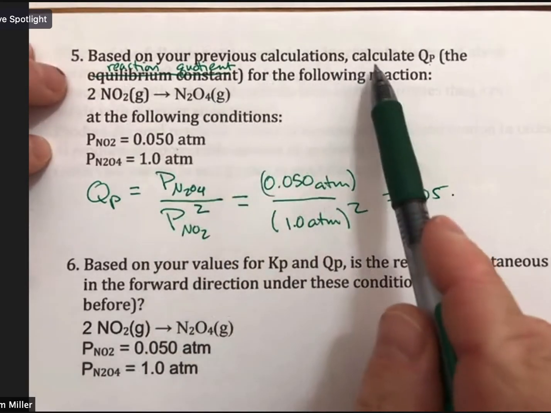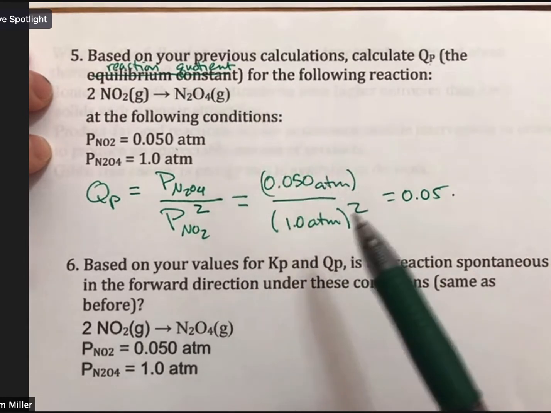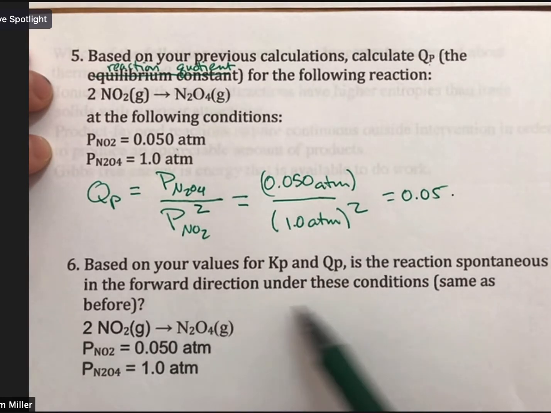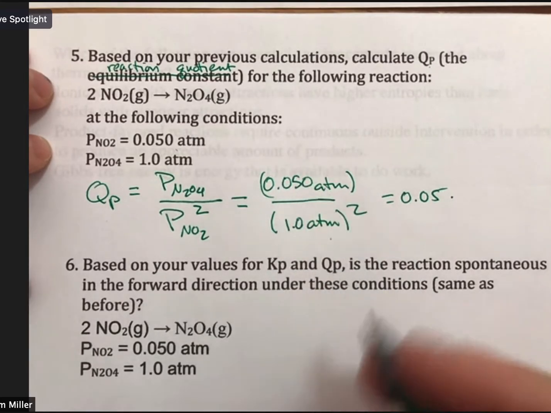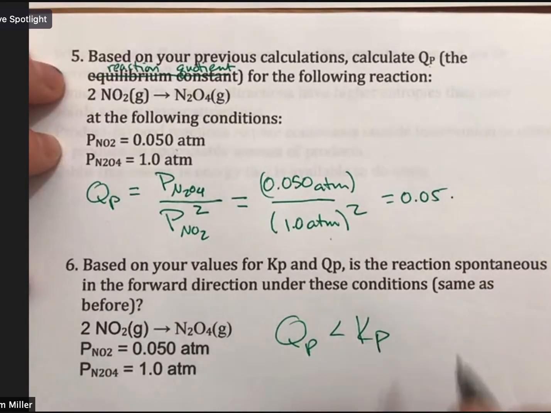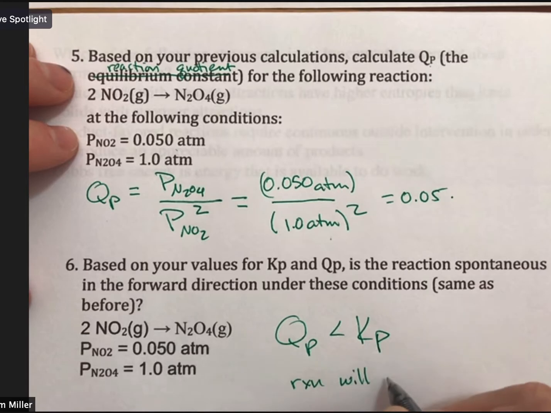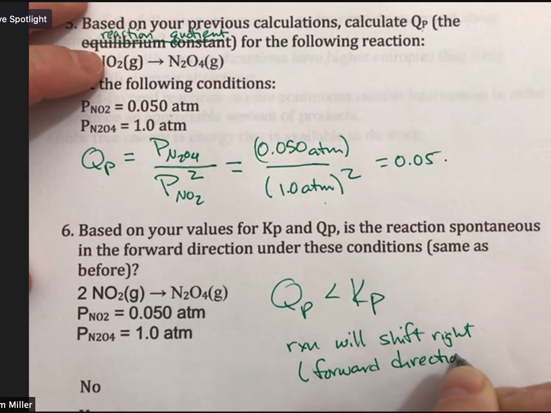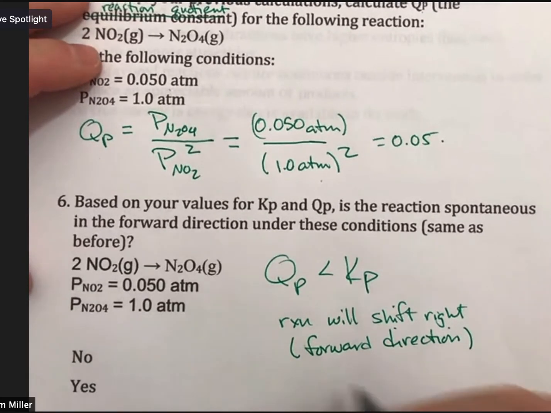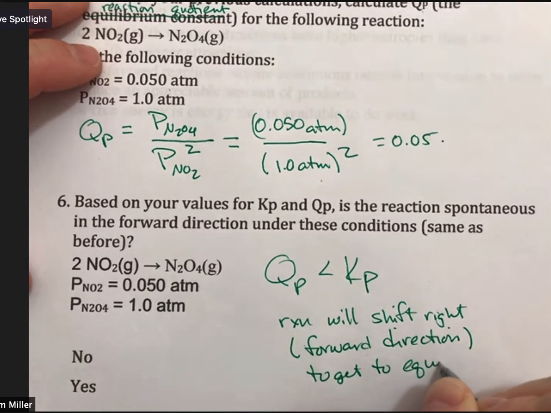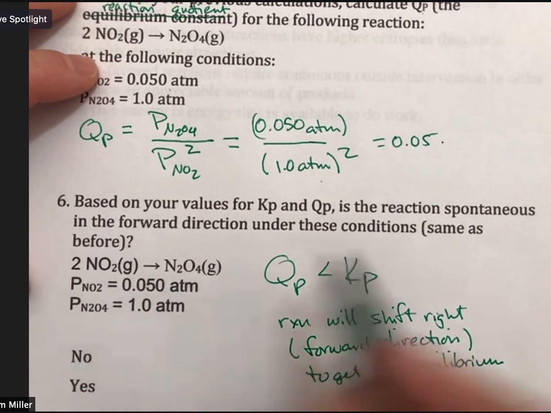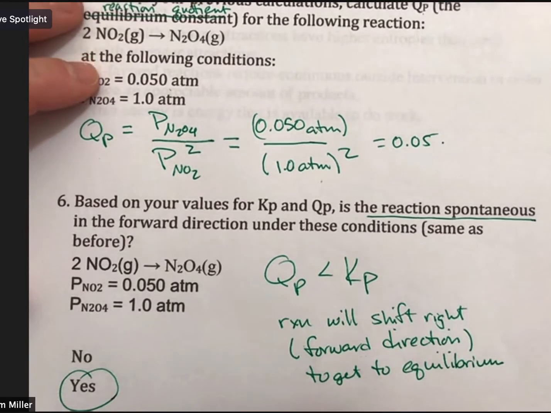And based on your values for Kp and Qp, is the reaction spontaneous under these conditions, which are the same in this question? And Qp is less than Kp, which means that the reaction will shift right, which is the forward direction, to get to equilibrium. Which means, since the reaction is shifting to the right, the reaction is spontaneous, yes, in the forward direction.